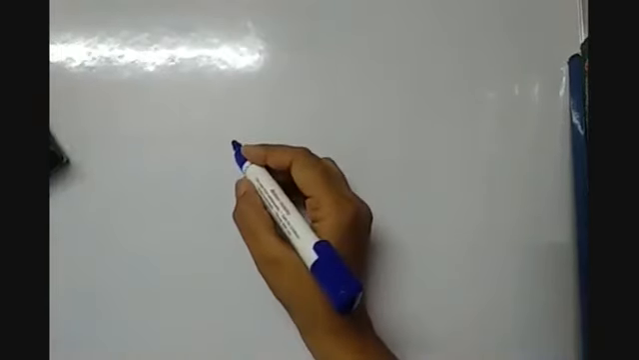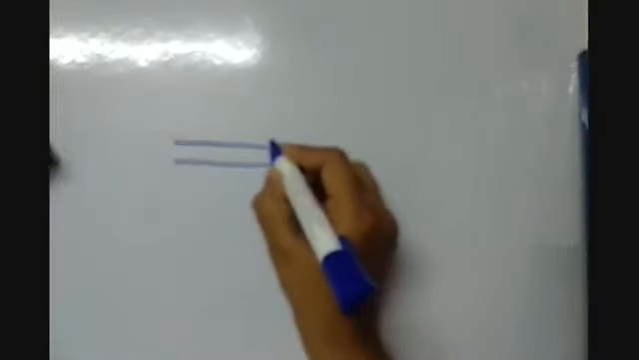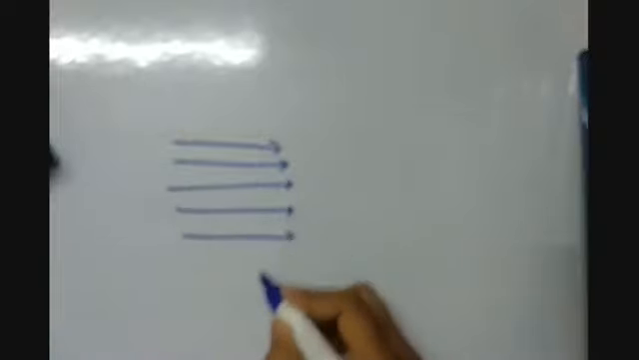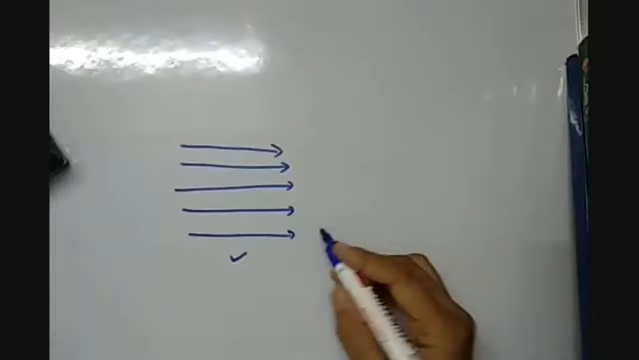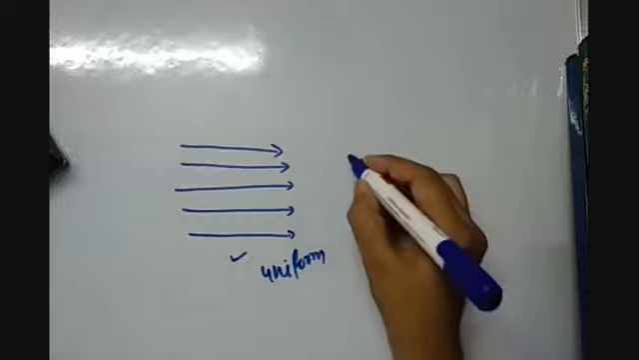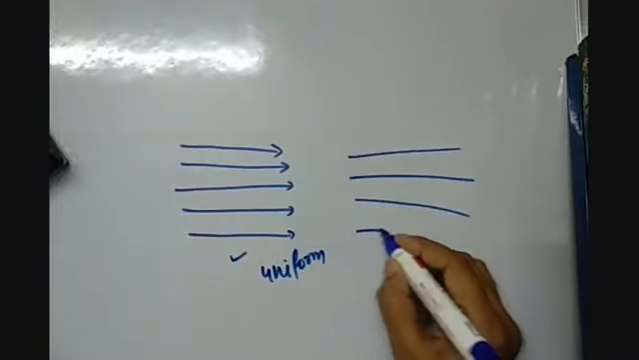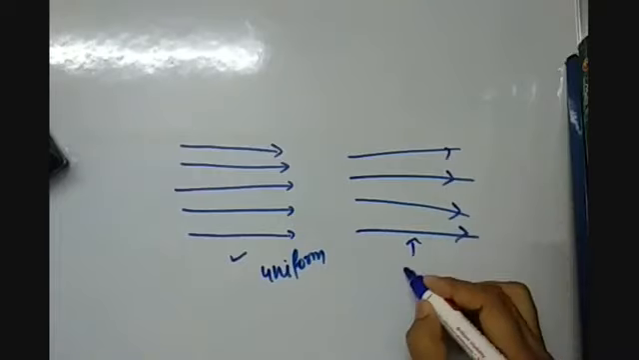And how can we draw the uniform and non-uniform magnetic field? So dear students, when magnetic field lines are having equal distance between each other, then that magnetic field will be uniform. And if they are having unequal distances between them, then that magnetic field is non-uniform.